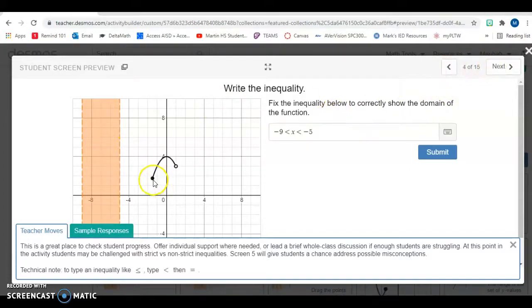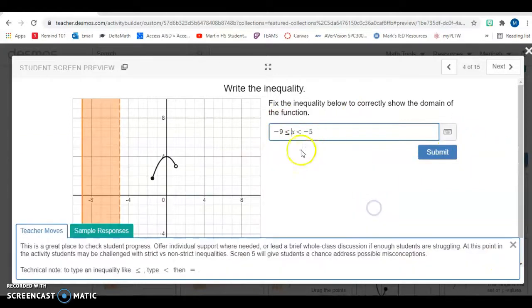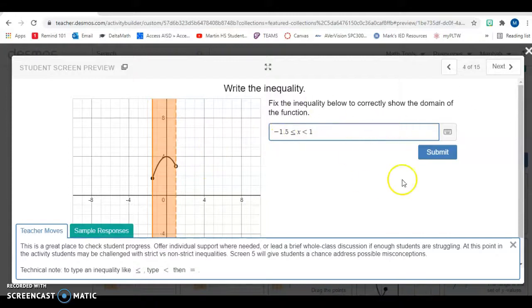So keep in mind here I have a closed circle, so this should be a less than or equal to. So you find those inequalities on this math keyboard to correct the inequality. And of course you would type in the correct numbers as well. So this should be, we're going to estimate that's like 1.5. And that is the number 1. Oops. And it will demonstrate on the graph what it is you're typing in here.